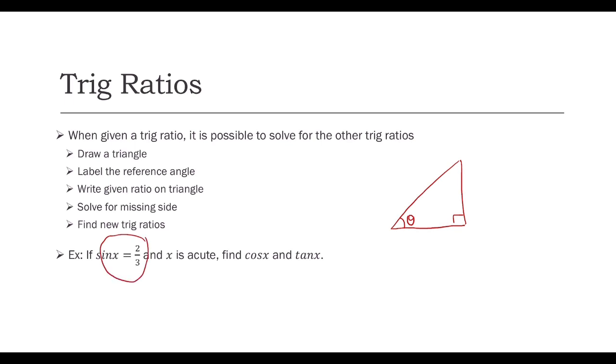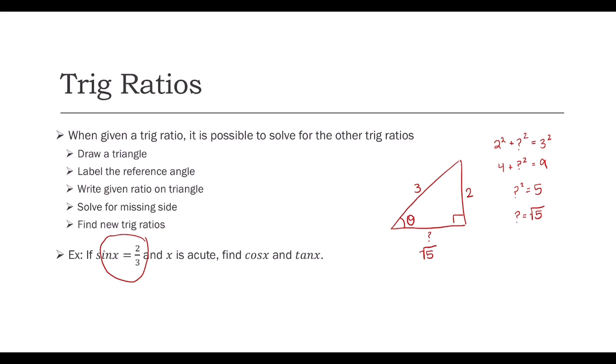So our sine is going to be 2/3. Our opposite over hypotenuse is 2/3, so our opposite's 2, hypotenuse is 3. Now we need to solve for the missing side. We'll use Pythagorean's theorem for that. So 2 squared plus the missing side squared equals 3 squared. So 4 plus the missing side squared equals 9. We'll subtract 4 from each side to get that our missing side squared equals 5. So our missing side is equal to the square root of 5.